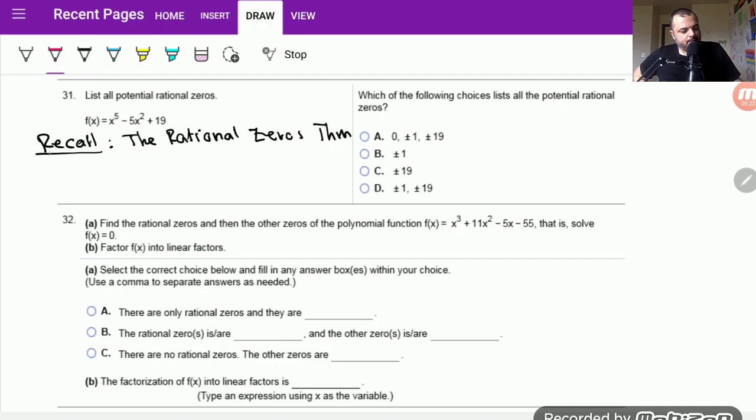What does it say? You have p of x, which is a_n x to the power of n, going down to a_1 x plus a_0, right? And all the coefficients are integers. All coefficients are integers. Okay?